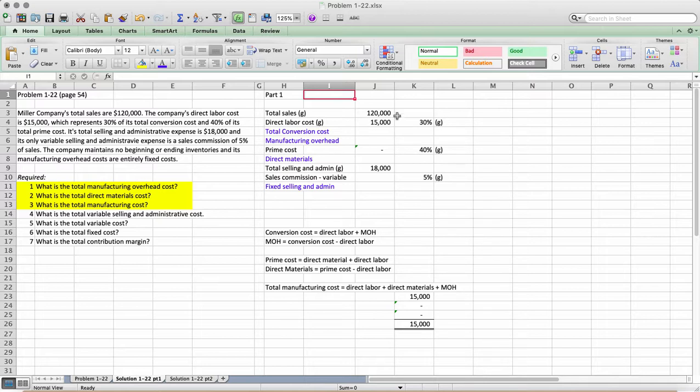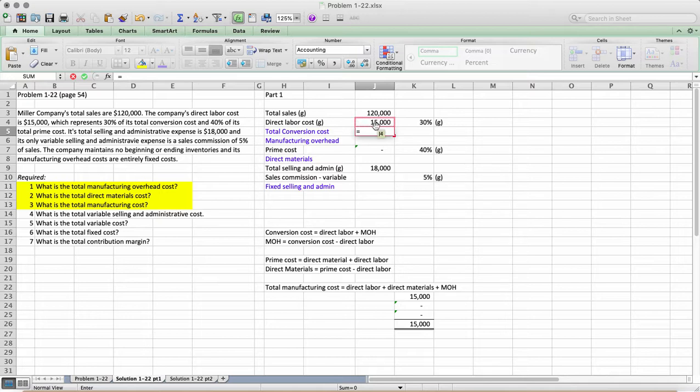So total sales are 120,000. That's given. The company's direct labor cost is 15,000, which represents 30% of its total conversion cost. Let's go ahead and calculate that. So here's the 15,000. Now you want to divide. So now we know that total conversion cost is $50,000.